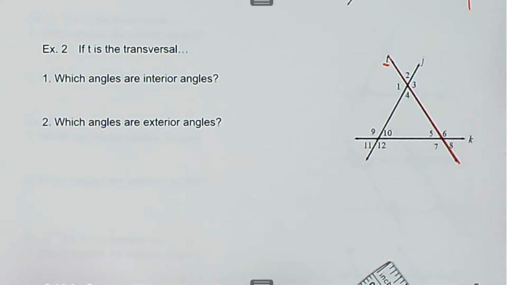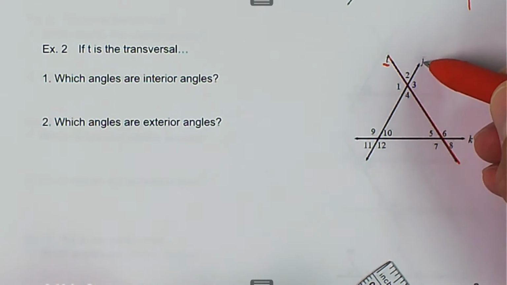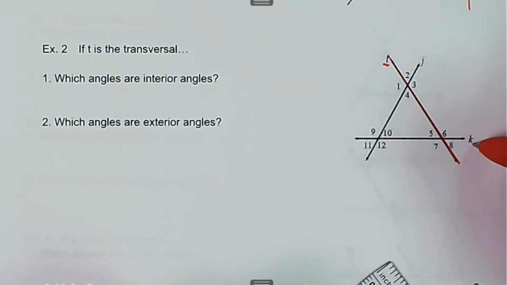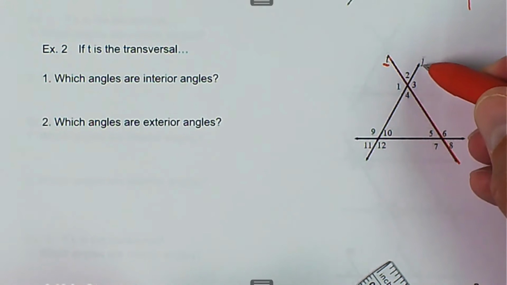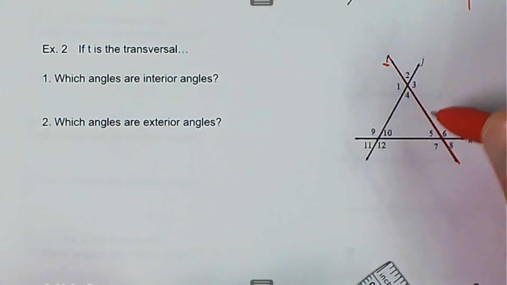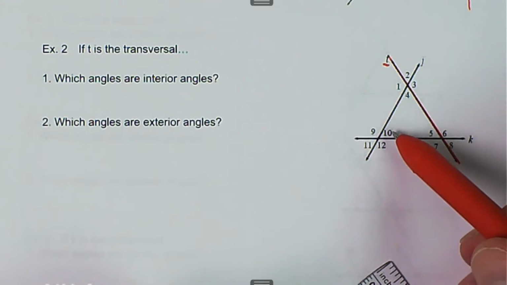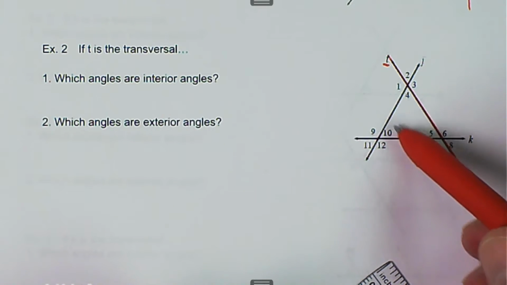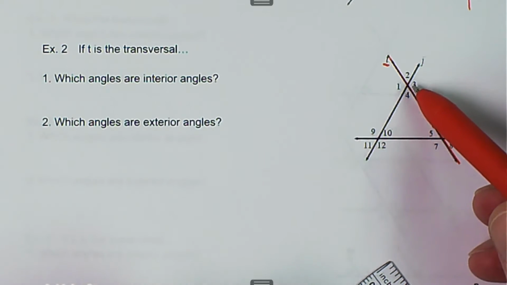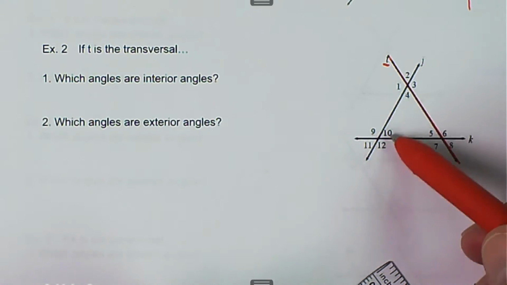These are going to be the angles that are in between the other two lines. So we have line J and line K, and which angles are going to be in between line J and line K, but they also have to be touching the transversal. So angle 10 up here is in between these two, or interior. However, it doesn't connect with line T, so that is out for this example.